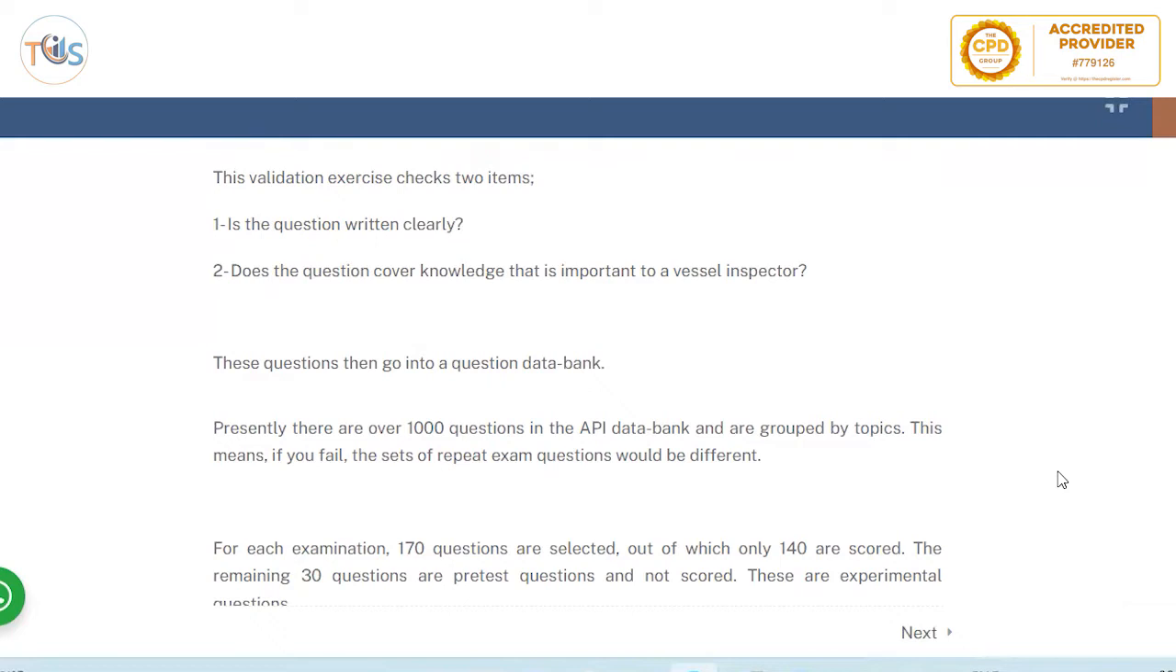Presently, there are thousands of questions in the API data bank, and they're grouped by topics. And once you receive your score card, you will see those areas that are divided into groups. So anytime you do an exam, there would be other sets of questions. There wouldn't be the same sets of questions that you will receive if you fail the exam and you want to reattempt or reschedule.